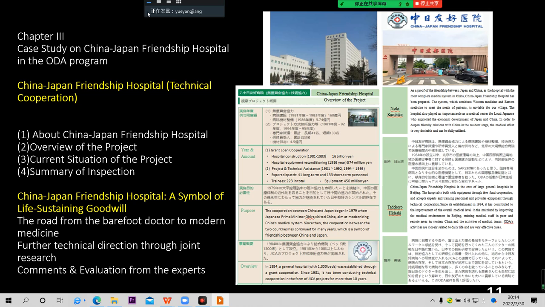experts. In my thesis, I spent a part collecting the experts, which are the doctors who worked in the friendship hospital. I collect their opinions and their comments on the importance of this China-Japan friendship hospitals and how they thought the hospital was important and significant for China's medical development back in that time.